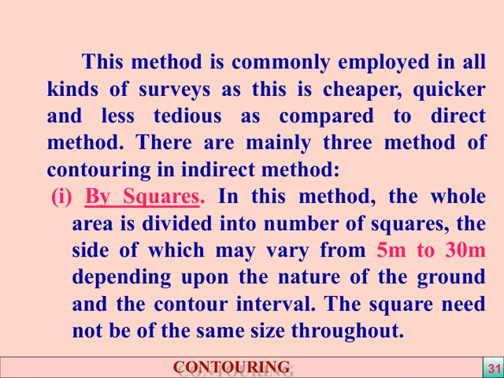This method is commonly employed in all kinds of surveys because it is cheaper, quicker, and less tedious compared to the direct method. When we talk about the main ways of contouring in the indirect method, there are primarily three. The first one is by squares.